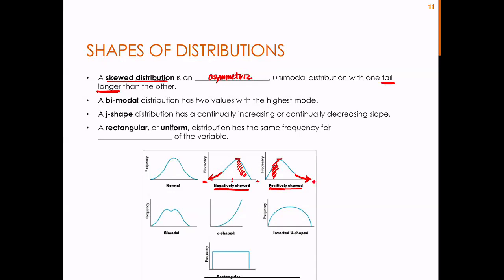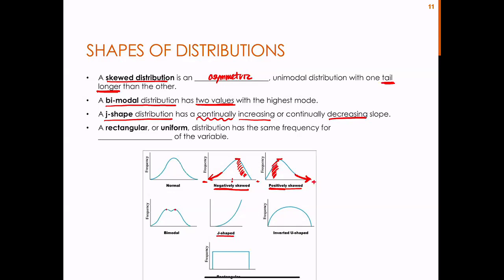The next one is the bimodal distribution. Actually, it has two values with the highest mode. Here, we have two points of the highest frequency in the distribution. So this is the bimodal distribution. And a J-shaped distribution has a continually increasing or continually decreasing slope. So here is the J-shaped.